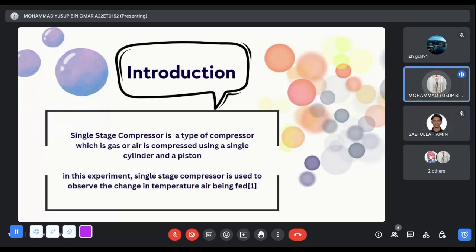Okay, this is the introduction. A single stage compressor is a type of compressor in which gas or air is compressed using a single cylinder and a piston. In this experiment, the single stage compressor is used to observe the change in temperature of the air being fed.